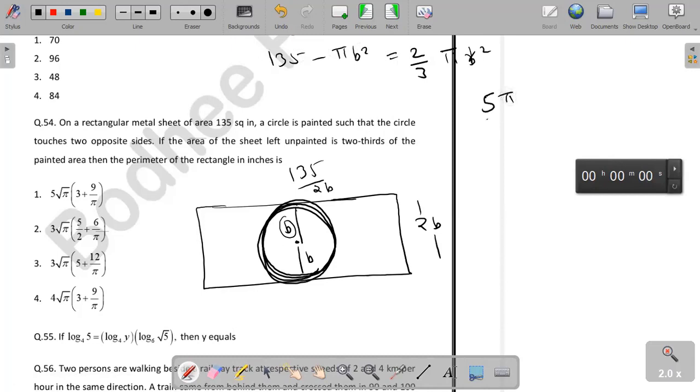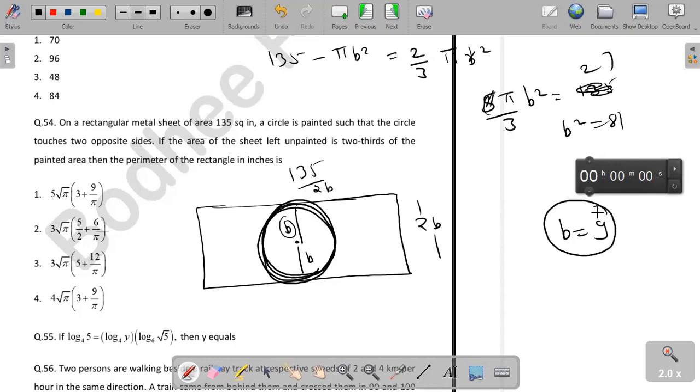So 5 pi by 3 b square is equal to 135. So now I would say this is 27. So b square is equal to 81. From here we get b is equal to 9. So b is 9. Then the perimeter of the rectangle. So this would be 18 and this would be 135 by 18. Now we have to find the perimeter. Then the perimeter of the rectangle. So perimeter of the rectangle is 2 into (L plus B).